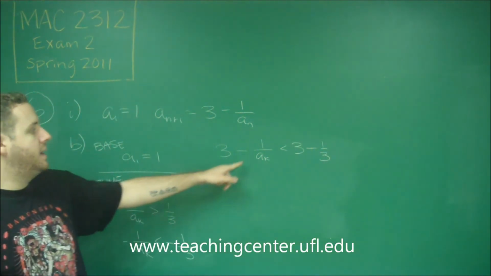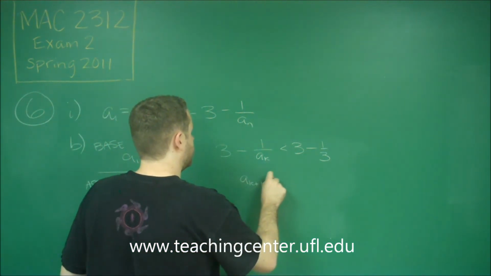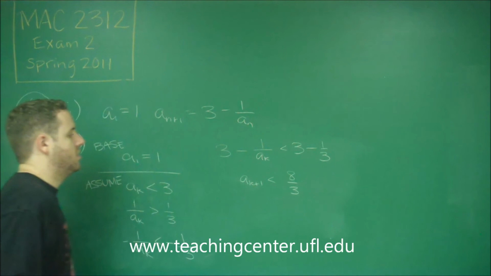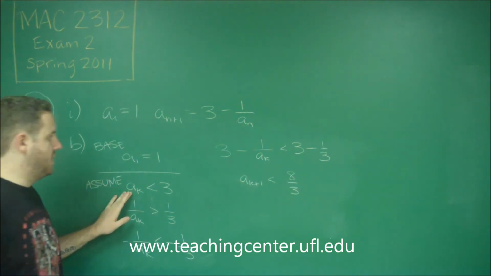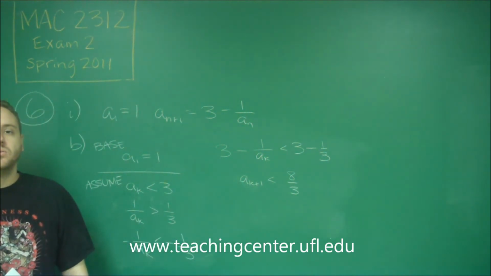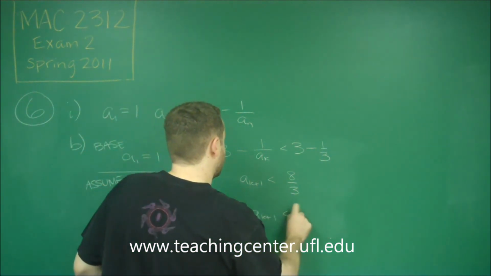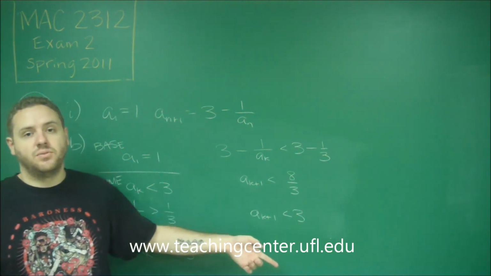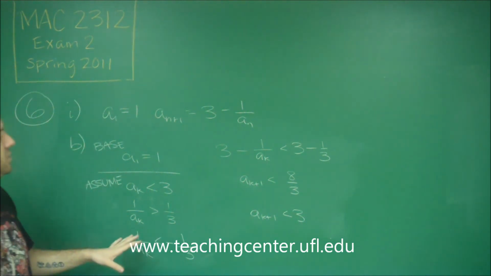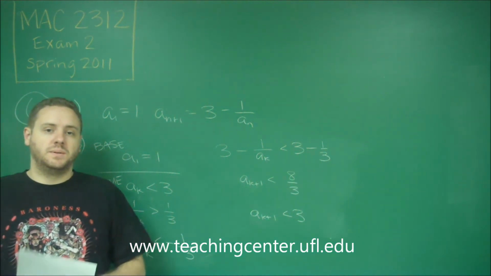Okay, so 3 minus 1 over a sub k by our recursive formula is a sub k plus 1. And 3 minus 1/3 is 8/3. So if a sub k is less than 3, that means a sub k plus 1 is less than 8/3, which is even lower than 3. So certainly, if a sub k plus 1 is less than 8/3, it's definitely less than 3, since 8/3 is lower than 3 in the first place. So by mathematical induction, we have showed that this sequence, no matter which term you have, is always going to be less than 3.